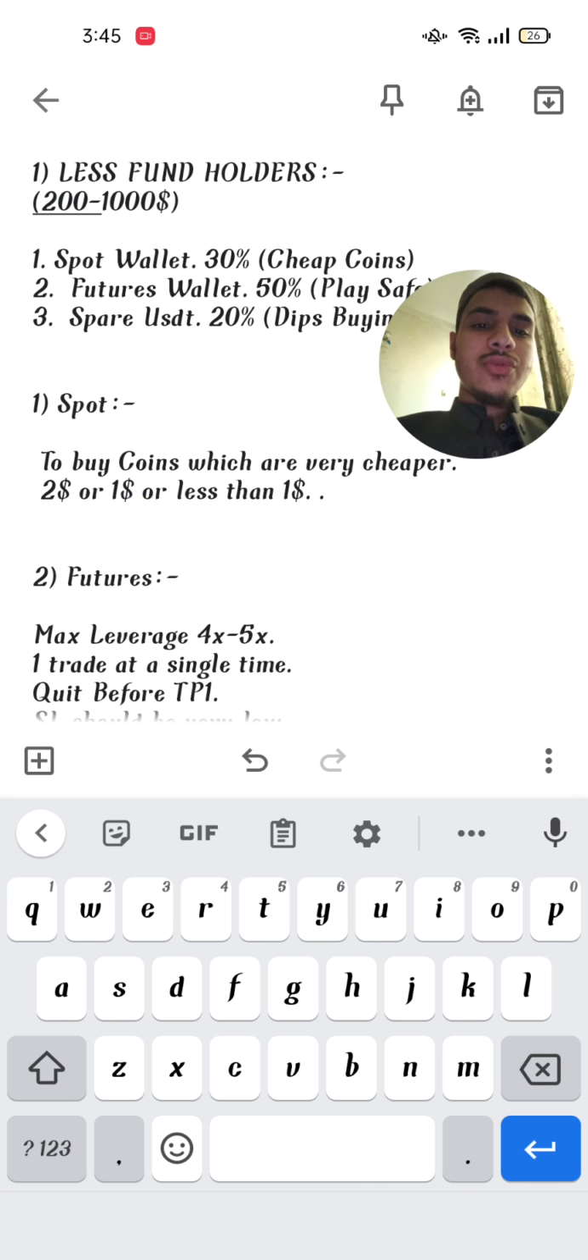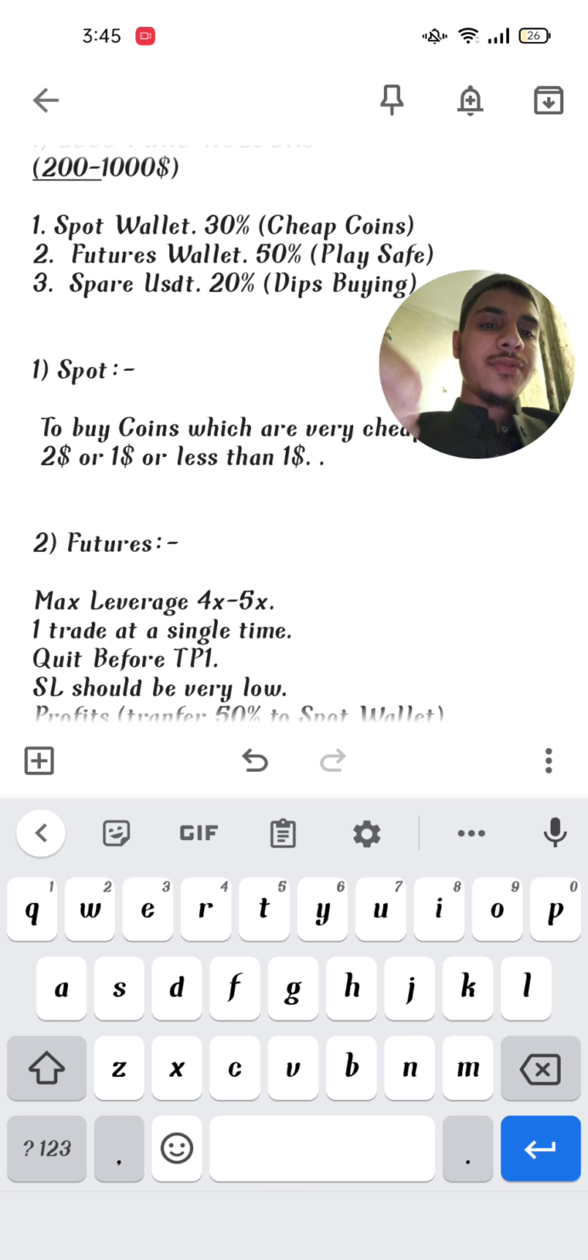Number three, spare USDT. You can keep 20% of spare USDT for dips buying. Like for example, now at the moment the market is too down, and for such a condition, you must have at least 20% or 25% or 15% spare or vacant USDT, so that you can catch up the dips and make maximum profit in spot or in the futures too. You can also use this spare USDT for saving your positions in the futures wallet. So it is playing a very major role, spare USDT.